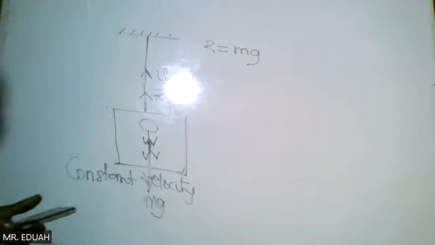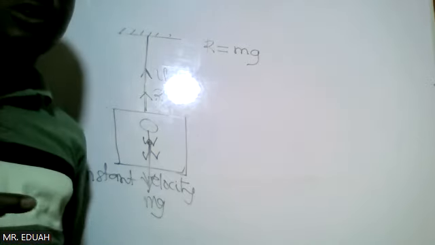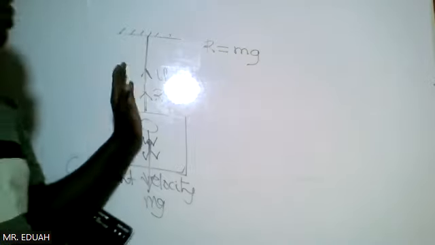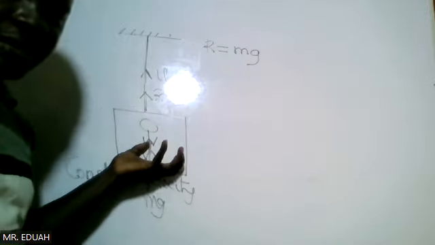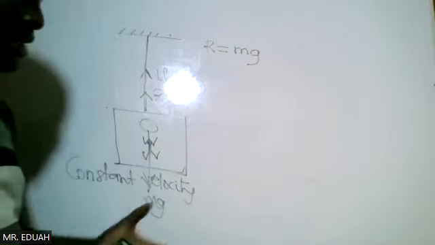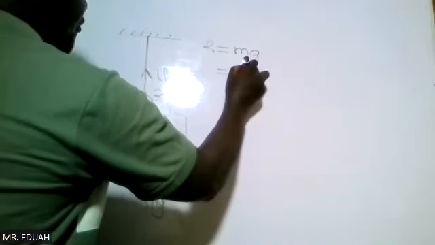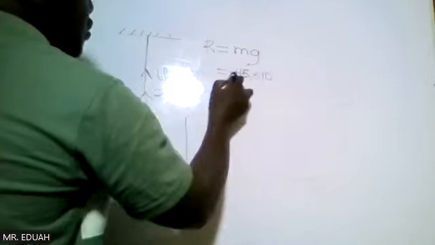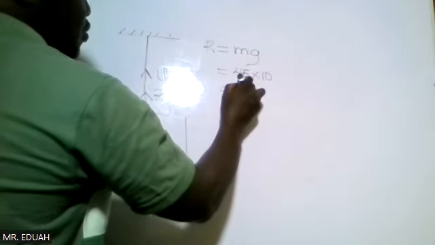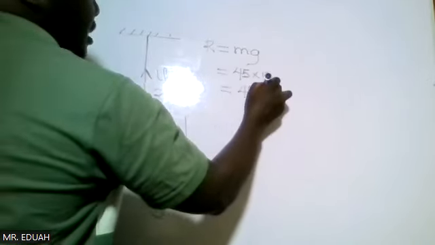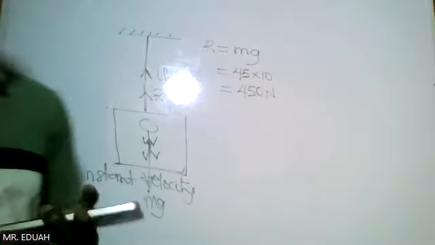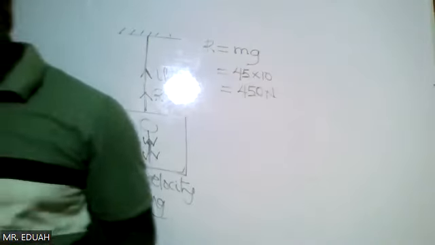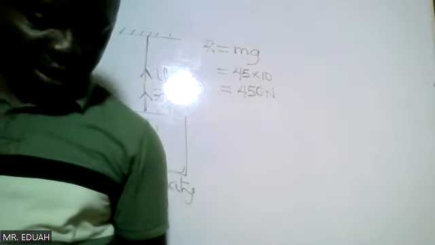mg. Don't forget, if they gave separately the mass of the person and the mass of the lift, and it moves at a constant velocity, then the reactional force will be equal to the mass of the person, connected bodies, plus the mass of the lift. So 45 times acceleration due to gravity of 10 meters per second squared would give you the reactional force, 450. All right. Then the next question.